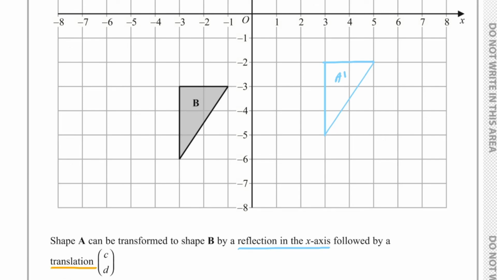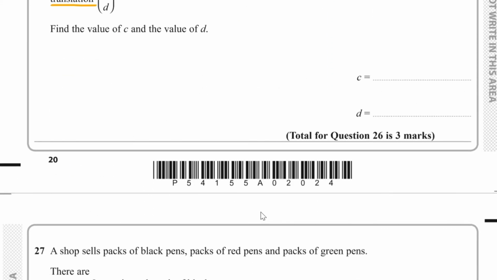So if we pick a general point, suppose this one, the corresponding point is over here. So we see we go 1, 2, 3, 4, 5, 6 units to the left and 1 unit down. So therefore, we see over here we have 6 going left and 1 going down. So in other words, C is equal to -6, D is equal to -1.